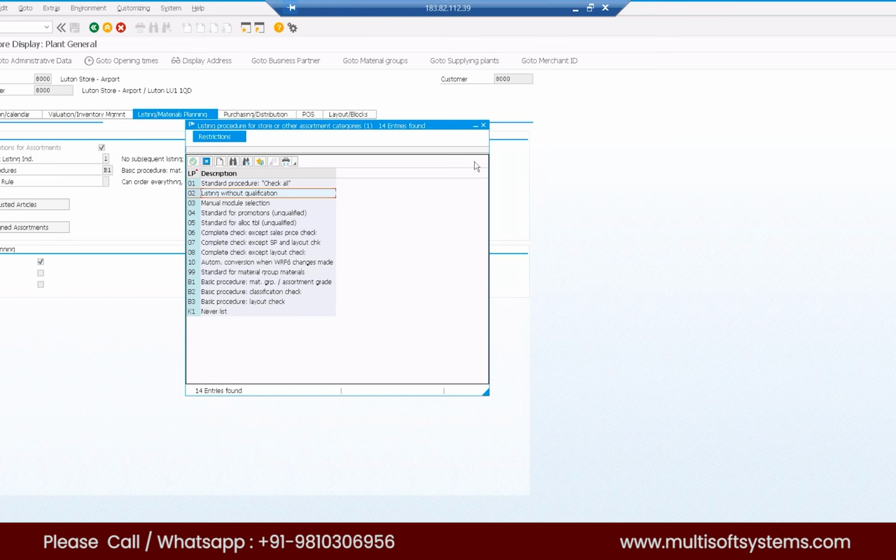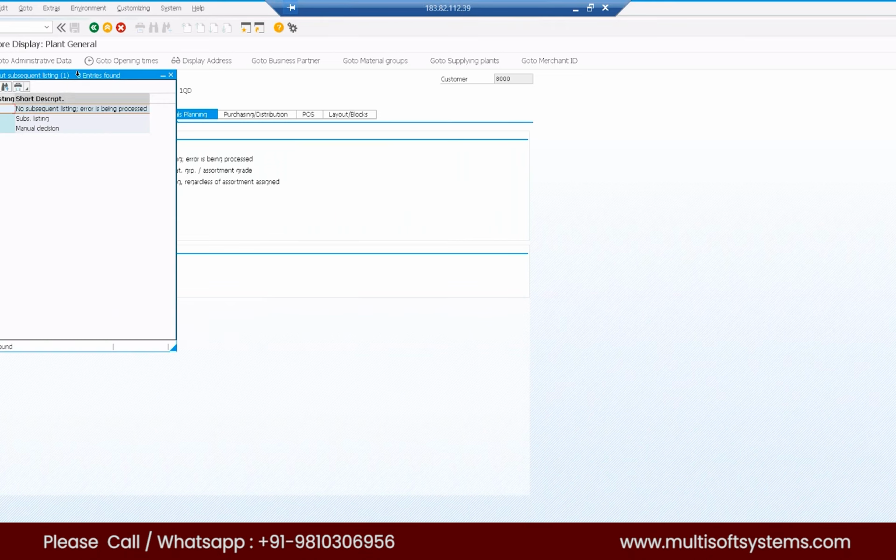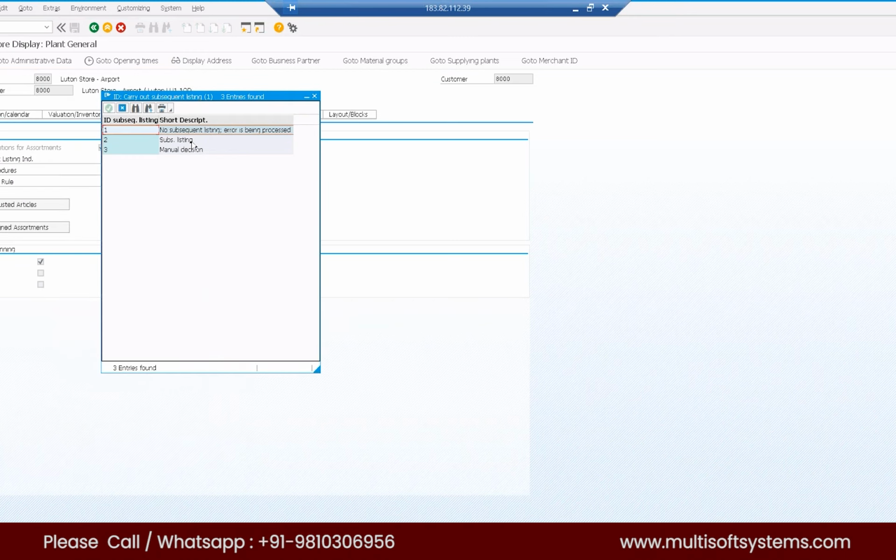Yeah, we will also look through this listing procedure setup when we see the assortments. And subsequent listing possible or not is also an important factor, and this we will also see when we are talking about the assortments. There are only three possible options available for subsequent listing. One is no subsequent listing, error is processed, next is allowing the subsequent listing, and third is the manual decision.